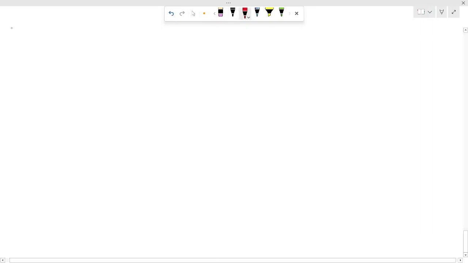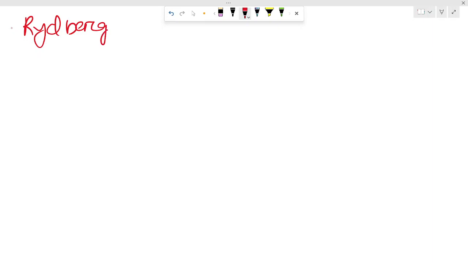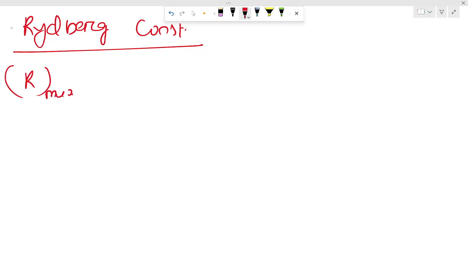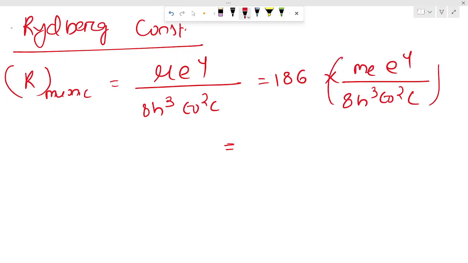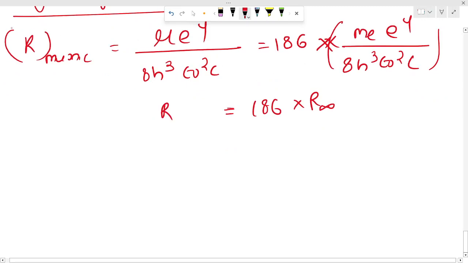Let us find out the Rydberg constant for muonic atom. R muonic is equal to μe⁴ upon 8h³ε₀²c, that is equal to 186 into mass of electron e⁴ upon 8h³ε₀²c. If you remember, this one is the expression for R infinity, that is your Rydberg constant for hydrogen-like atom. So it is 186 into R infinity, isn't it? Yes, this one is your R muonic. Make it a box.